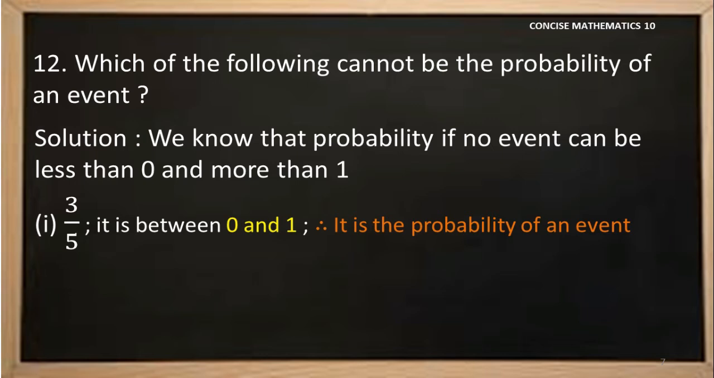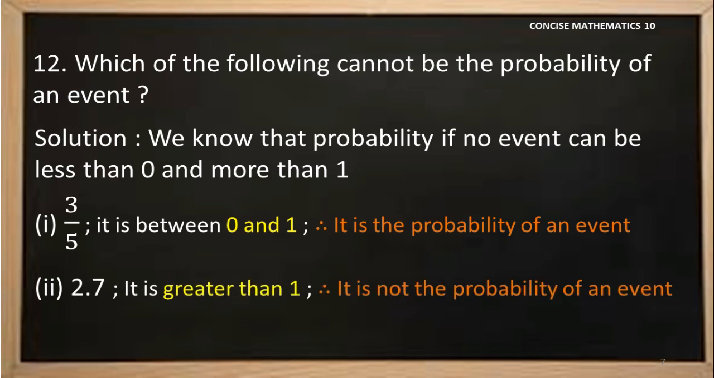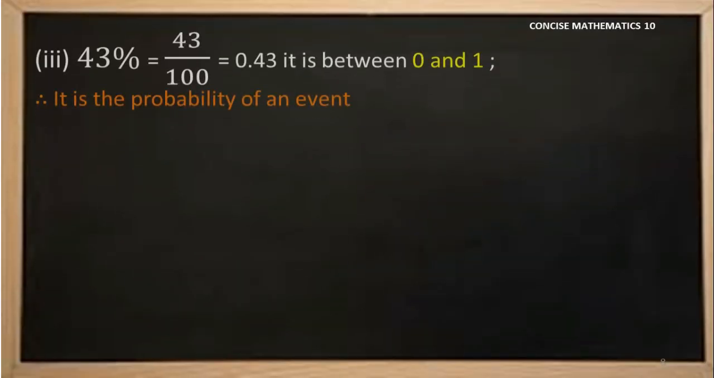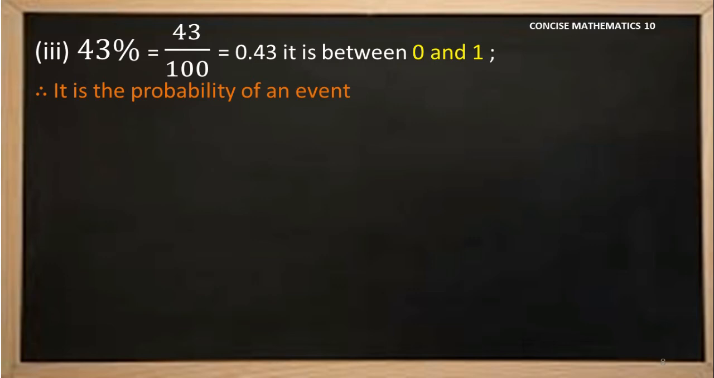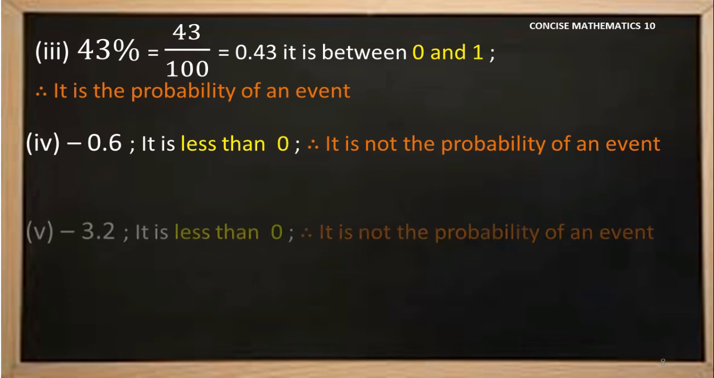The first one is 3 by 5. It is between 0 and 1, hence it is the probability of an event. Then 2.7 is greater than 1, so we are going to say that it is not the probability of an event. The third sub question is 43%, its value is 43 by 100, which can be equated to 0.43. Hence it is between 0 and 1, so it is the probability of an event. The fourth is minus 0.6. All negative values are less than 0, hence it is not the probability of an event.